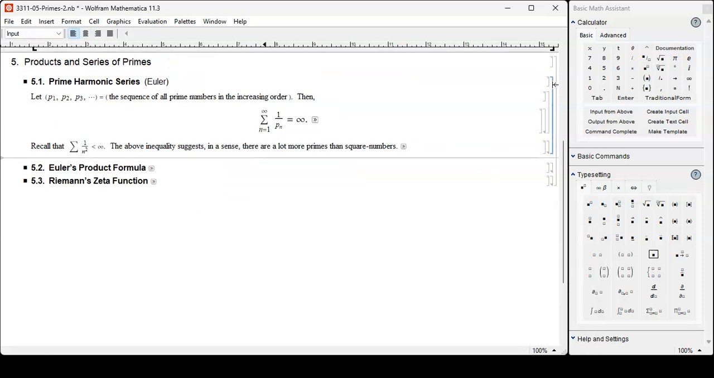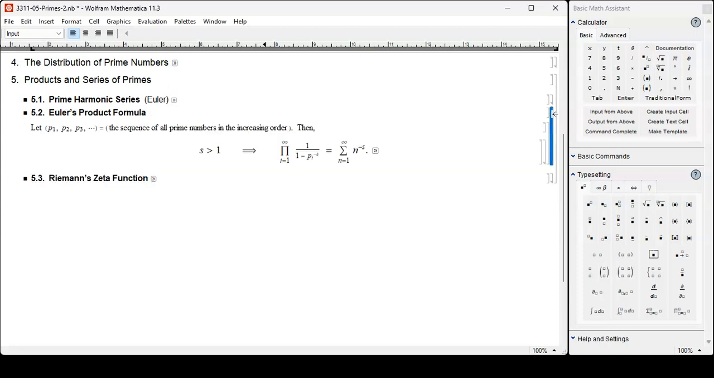Let's open 5.2, Euler's product formula. And that too is by Euler. We already went through one humongous contribution by Euler, and this is another one by Euler. And we have a very, very intimidating identity here. On the left-hand side, we have an infinite product. On the right-hand side, we have an infinite sum.